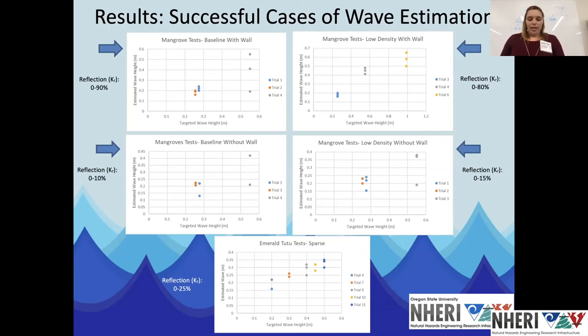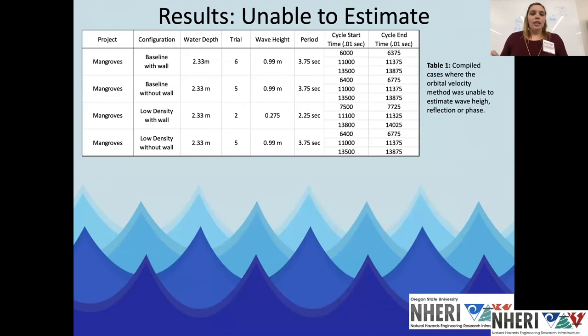cases. And despite having wildly varied initial conditions and really large differences in the range of reflection, the results actually provided a high level of confidence in the orbital velocity method to estimate these parameters. So much so that it's pretty much on par with previous methods of estimation using the spatially separated wave gauges. So these are the four trials where I was unable to estimate any of the parameters.